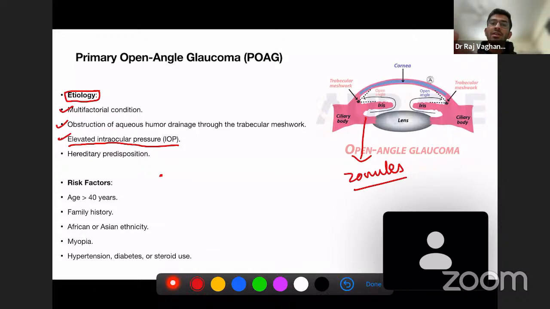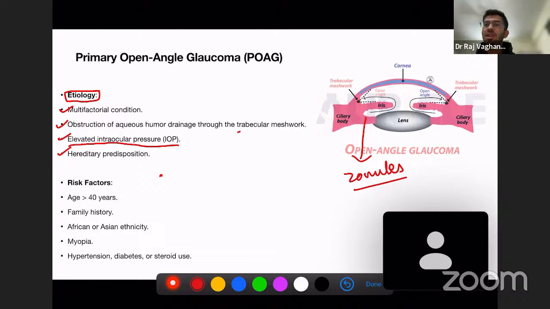And fourth is a hereditary predisposition. If your parents or your grandparents have a history of glaucoma, then you can also be predisposed to this condition, and you can have glaucoma in the later stages of life. So what have we studied? It is a multifactorial condition, and there can be obstruction of aqueous humor drainage to the trabecular meshwork. Just remember this term, trabecular meshwork.